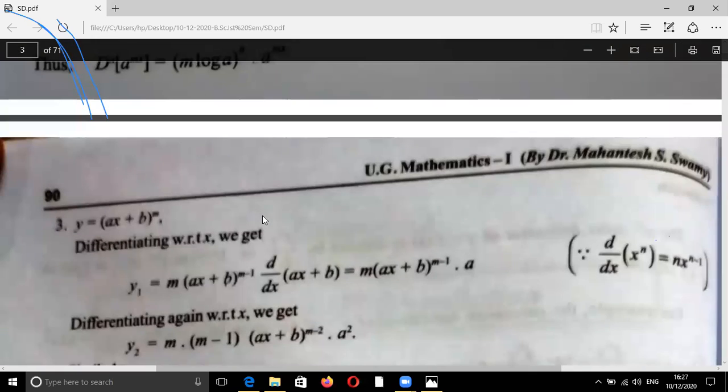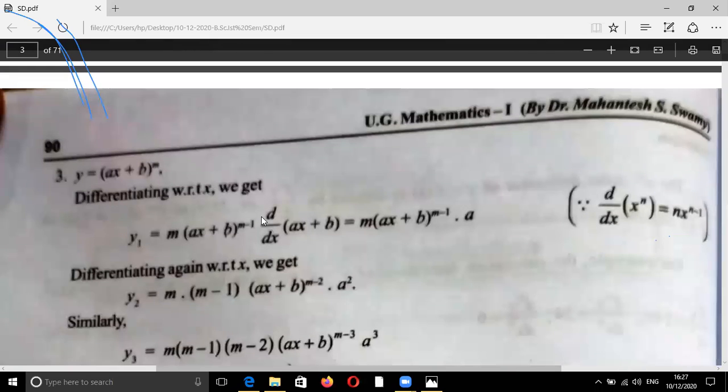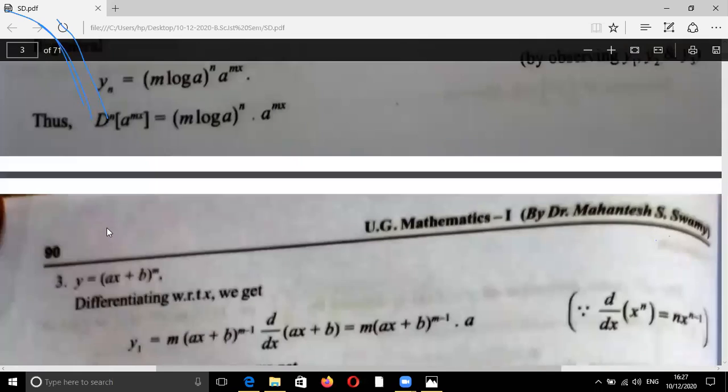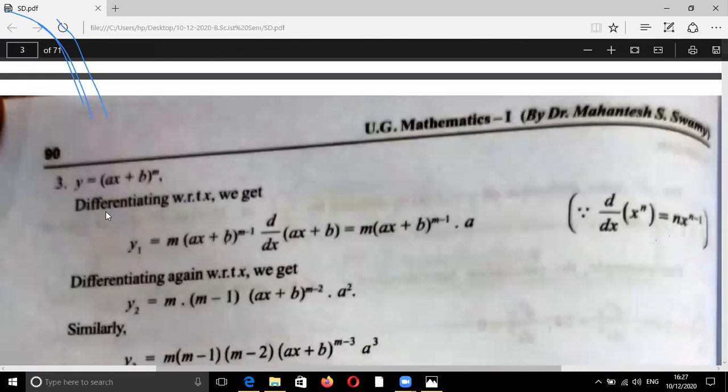Now we will see the next one. Different cases will arise within this, and this is the generalized one; after this we are going to get the particular cases from ax plus b to the power m. The first one is e to the power mx, which we have taken. The second one is a to the power mx. Now the third one is y equal to ax plus b to the power m.